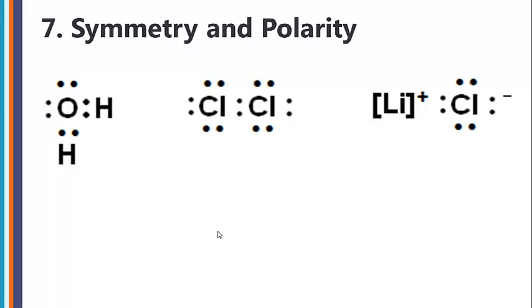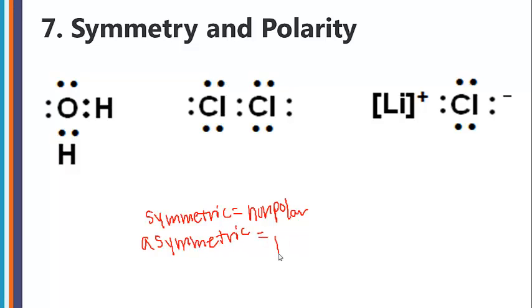Next question is about using symmetry to determine polarity. So if I can cut it in half and it's the same on both sides, then it is nonpolar. So symmetric means it's the same on both sides. That is nonpolar. Asymmetric, so A means without, so without symmetry is going to be polar.